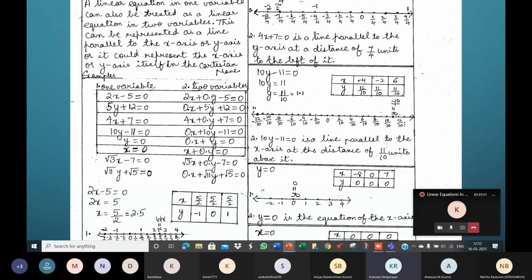What did we do here? We assumed some values for y, because it is 0y, so it's more convenient to work. We assumed values for y: when y is -1, when y is 0, when y is 1. For any value of y, we found that the value of x is always 5 by 2. It's exactly this which we got here. Whatever be the value of y, x is 5 by 2.